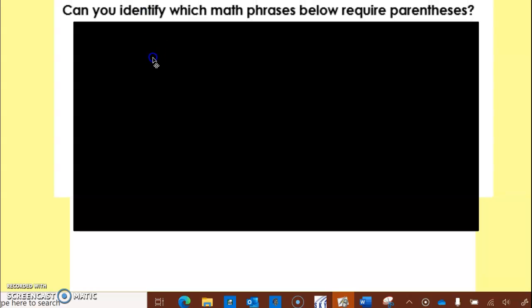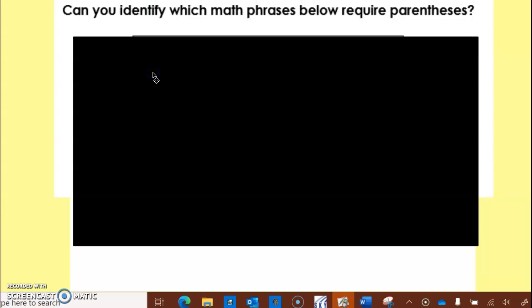All right, so we're going to take a look at, let me bring this down here. I want you to see if you can identify which math phrases below require parentheses. So again, we're not writing out the expressions yet. I just want to see how comfortable you are in identifying whether an expression needs parentheses. So I'm going to ask that you pause and work at your own pace through this, but it's simply a yes or no answer.